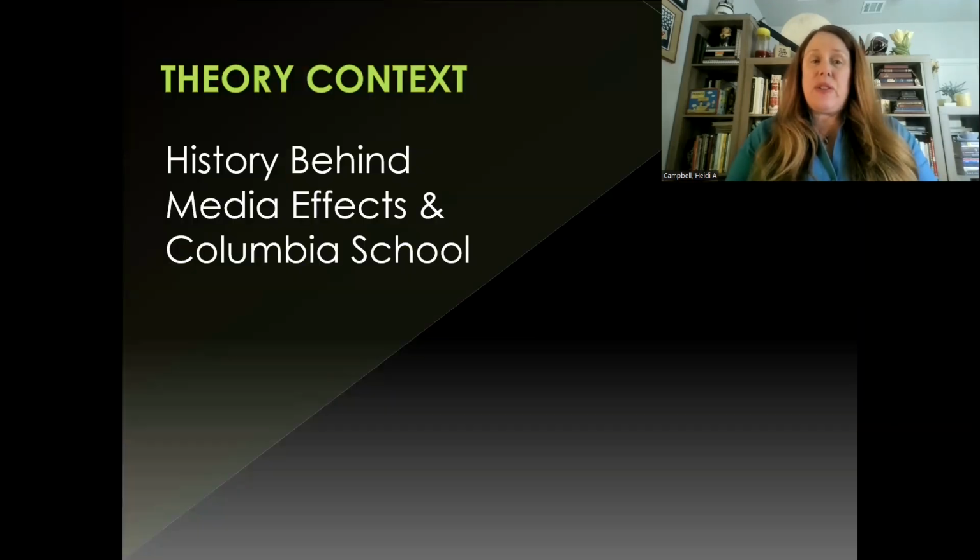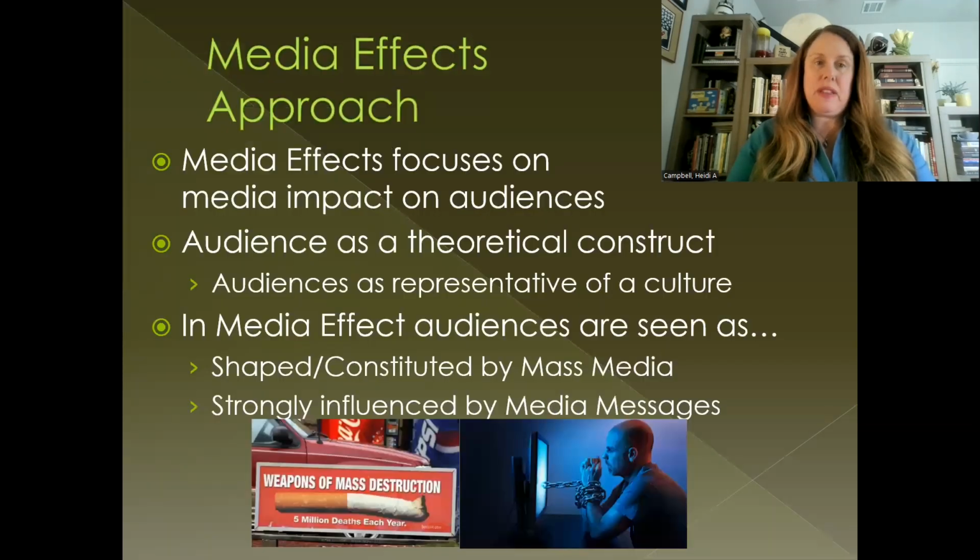So let's first start with a history behind media effects and the Columbine School. So the media effects approach emerged again in many ways as a response to the early starts of media theory. Scholars looking at the Chicago School and propaganda studies began to see that the media was an important area to study, but maybe their perspective didn't give the whole picture.